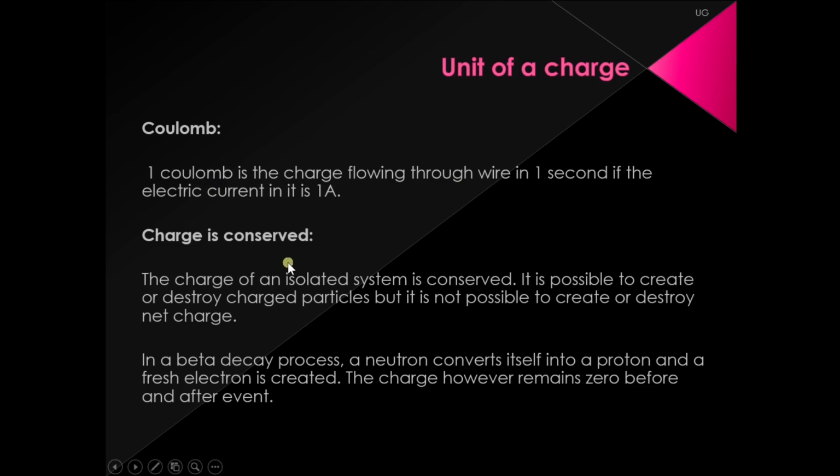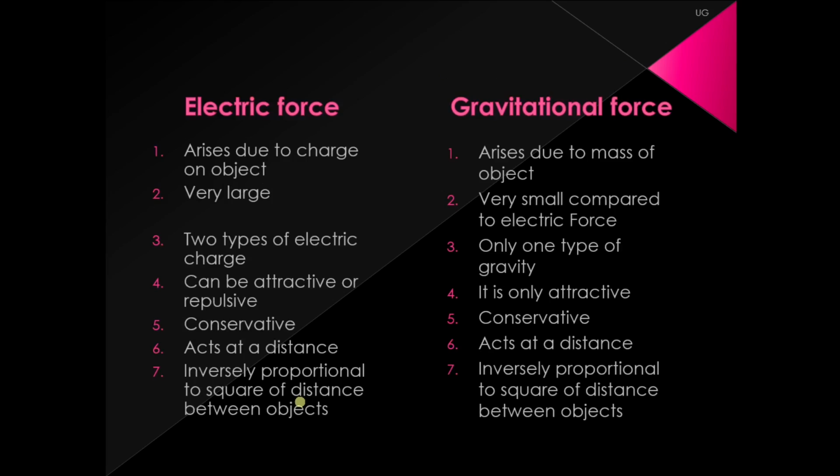Charge is conserved. The charge of an isolated system is conserved. It is possible to create or destroy charged particles, but it is not possible to create or destroy net charge. For example, in a beta decay process, a neutron converts itself into a proton and a fresh electron is created. But during the process, the net charge remains the same. The net charge remains 0, and thus the charge is conserved.